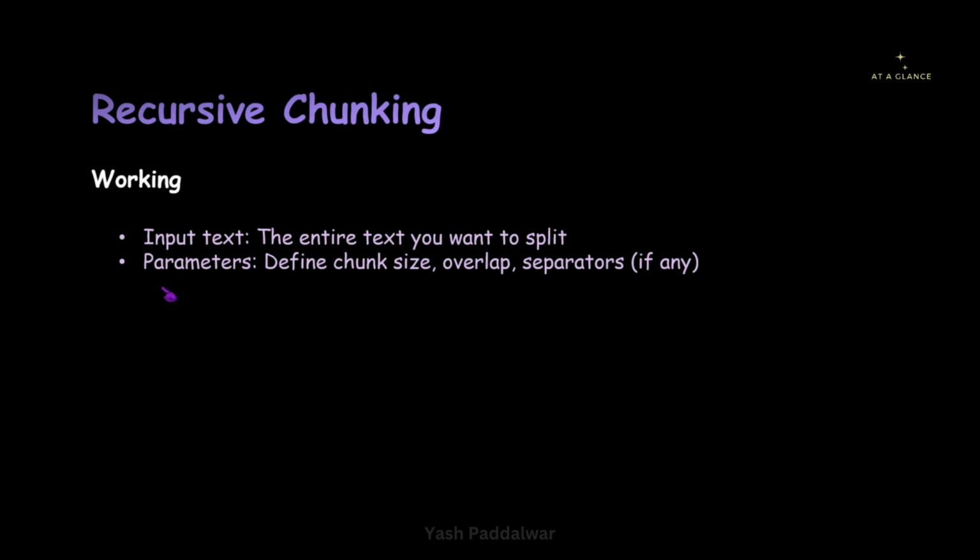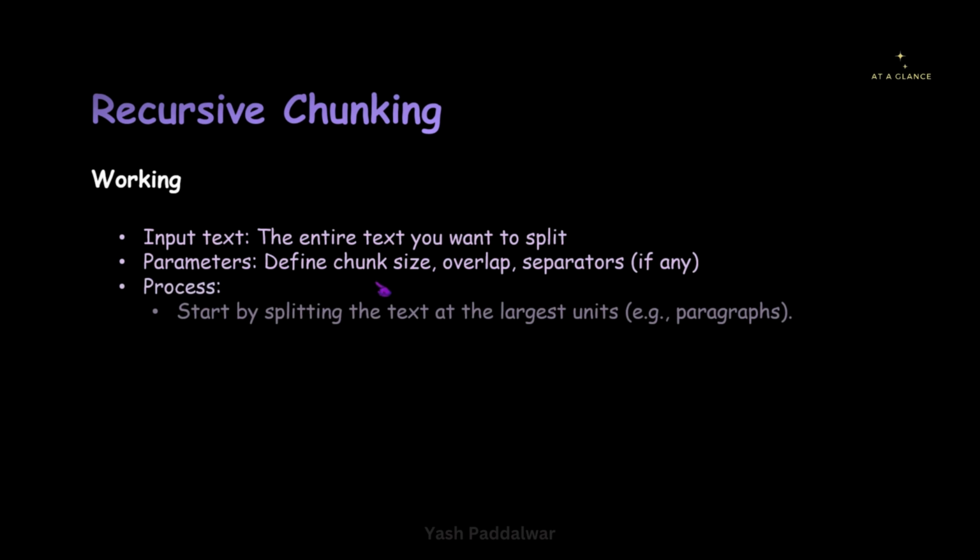Now, once our splitter is defined as per the parameters, it will start the process at the backend. So how does the process start? It starts by splitting the text at the largest unit, that is paragraphs. So it will take the entire file as an input. It will check for the paragraphs. It will first split on the basis of paragraph. Then it will look at the chunk size.